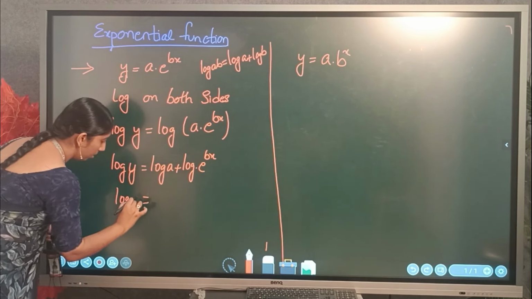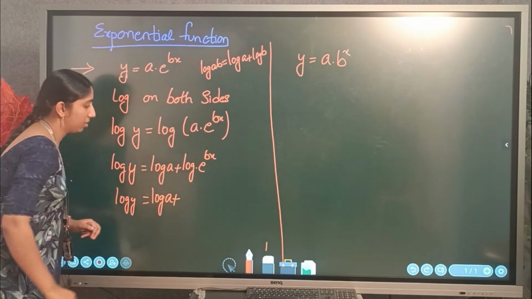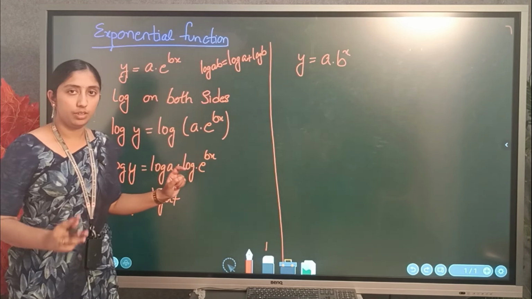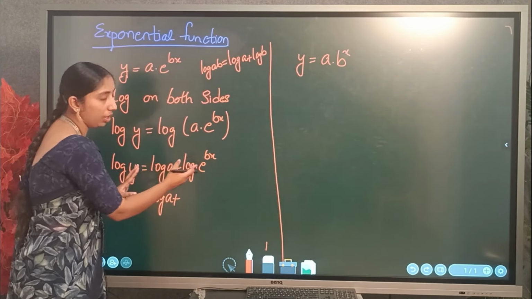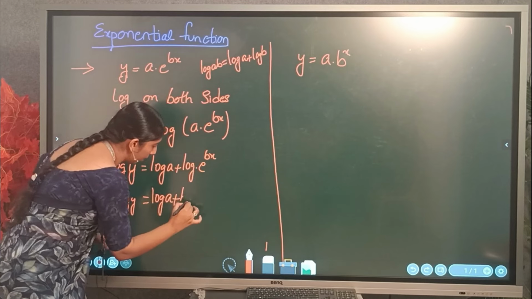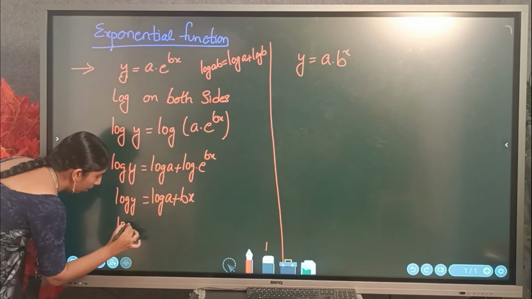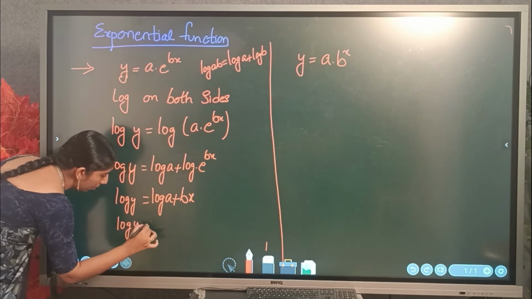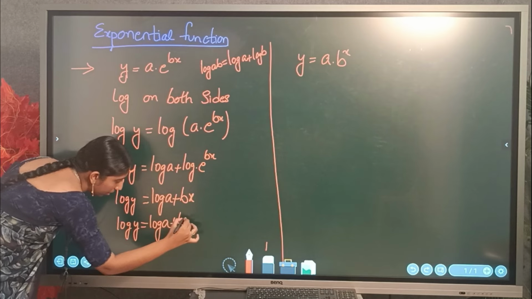So log y, and log a also like this, but just see this log and e, these are opposite to each other. These two are cancelled, and what we will get is bx. Clear? So then log y is equal to log a plus bx.